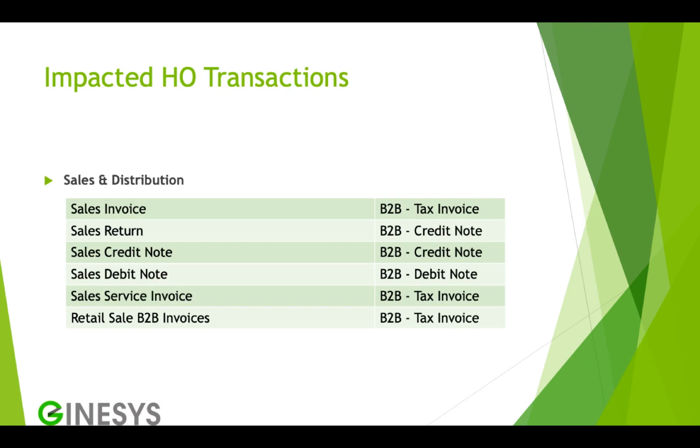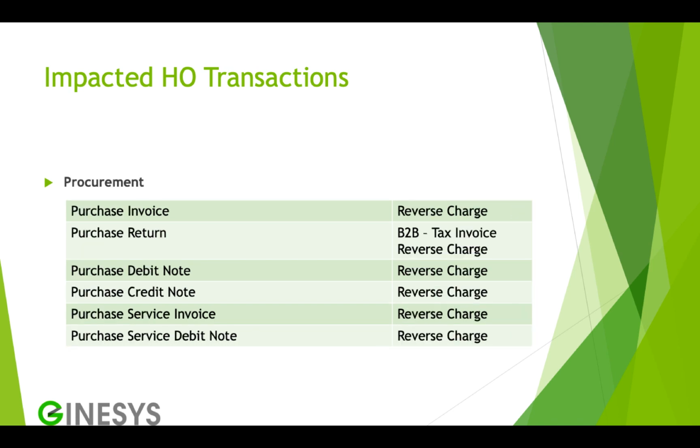Now let's see the HO impacted transactions. In the sales and distribution module, we have sales invoice, sales return, sales credit note, sales debit note, sales service invoice, retail sale B2B invoice. In the procurement section, since reverse charge transactions are also applicable, you have purchase invoice, purchase return, purchase debit note, purchase credit note, purchase service invoice, purchase service debit note.